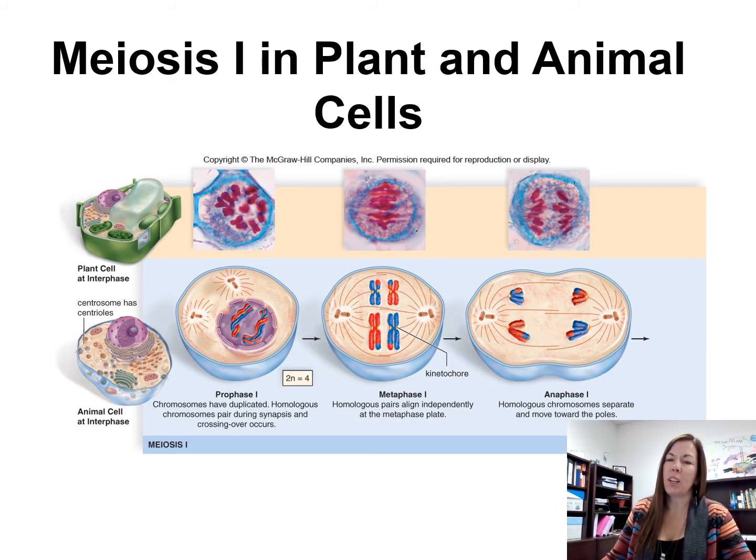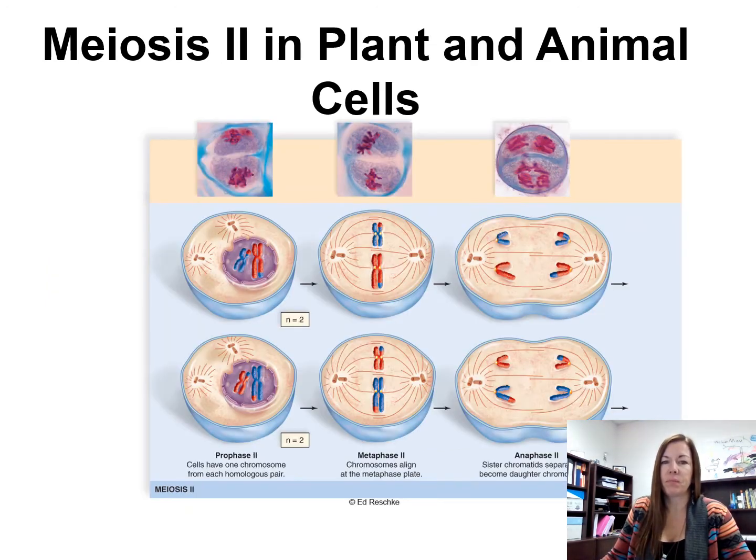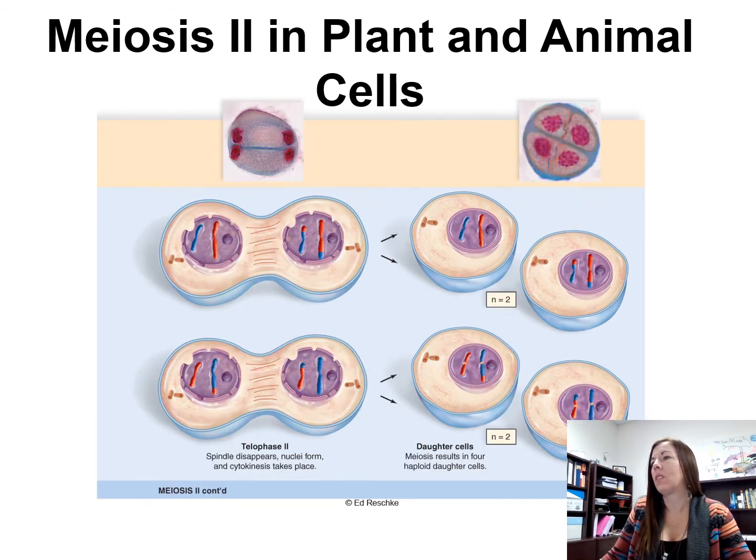This is an image that comes from your lab manual and your textbook both, and it shows you meiosis 1 in a plant and animal cell. Here's meiosis 2. So you eventually get those 4 genetically unique daughter cells.